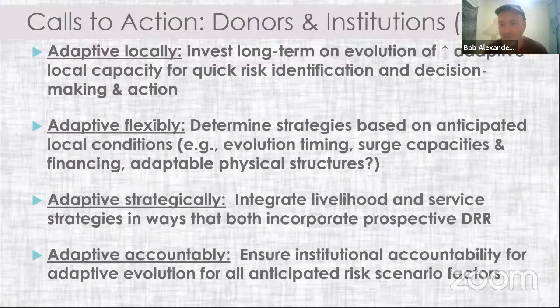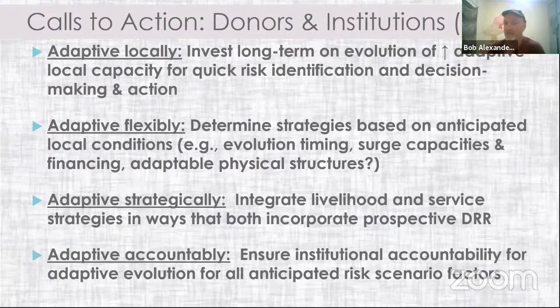But hopefully these examples and understanding how things are changing, that we need evolutionary processes. There have to be funding, and we need to be able to invest in long-term evolution of increasing local capacity, so that local capacity can be the ones that say, that's what's changing. And we need to have the decision-making and action at the local level to be able to do that.